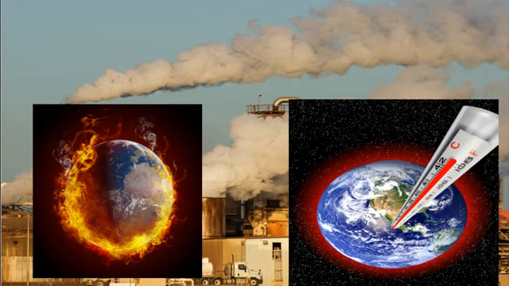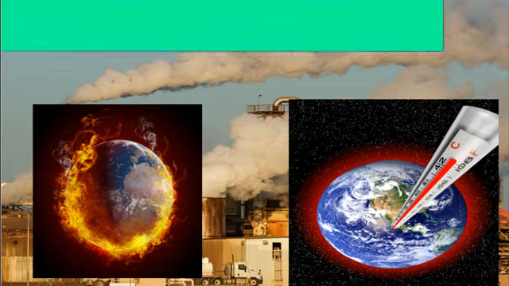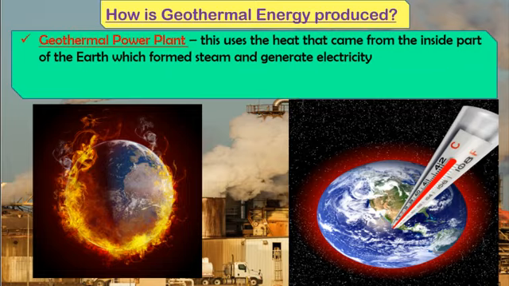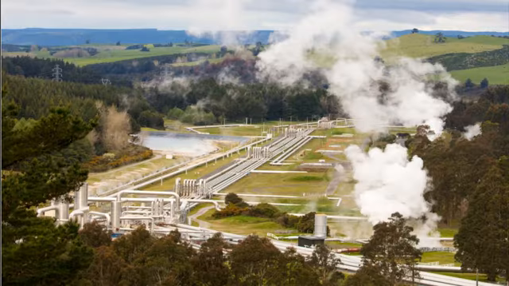But how is geothermal energy being produced? Actually, there are two ways on how geothermal energy will be generated. And one of these is through a geothermal power plant. A geothermal power plant uses the heat that came from the inside part of the earth which forms steam and generates electricity. Another way is the geothermal heat pumps. Heat pumps use the heat that came from the surface of the earth to supply heat for the buildings. It only means that there is a need for the power plant to extract geothermal energy from the Earth's interior.